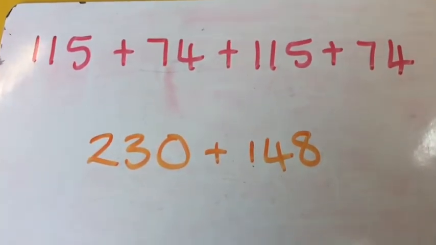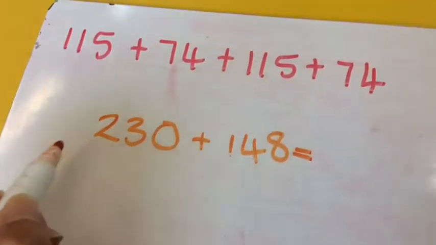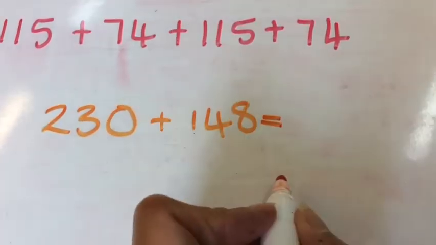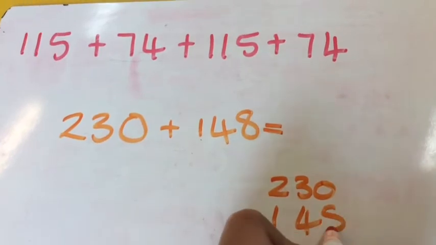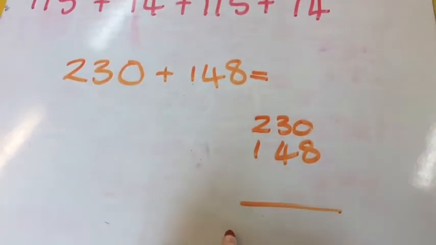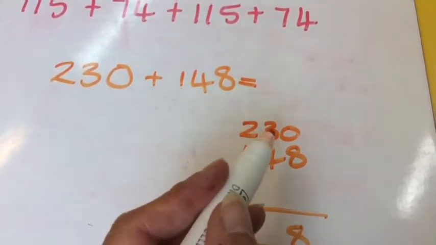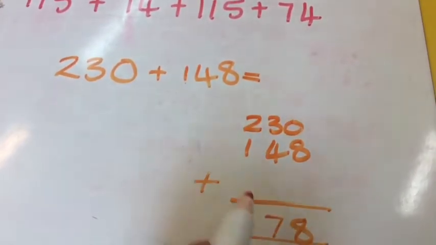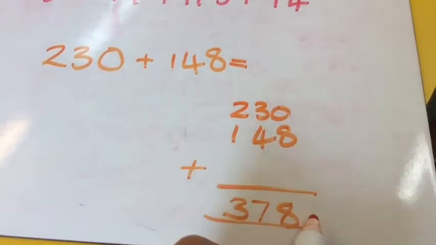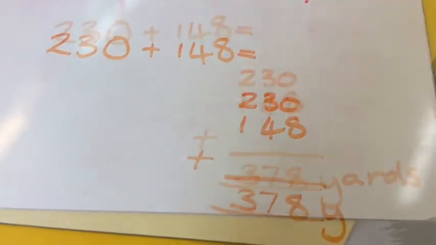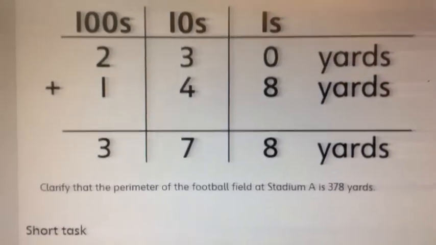Now that looks more manageable, doesn't it? You could partition and recombine, or do it in your head, or you could use a vertical or column addition. Zero and 8 is 8, 3 and 4 is 7, 200 and 100 gives you your 300. And remember that is yards. And just to prove that, that's how they've set it out.